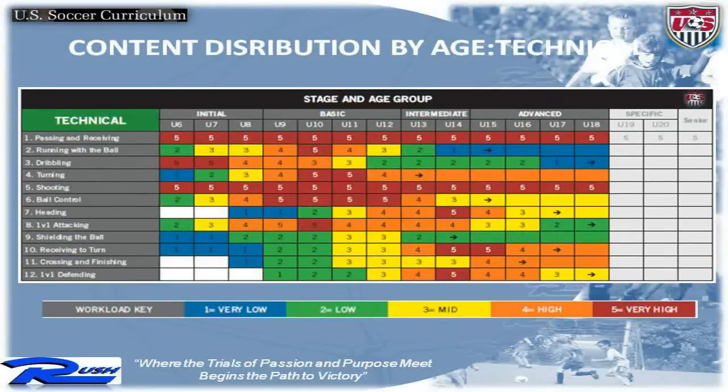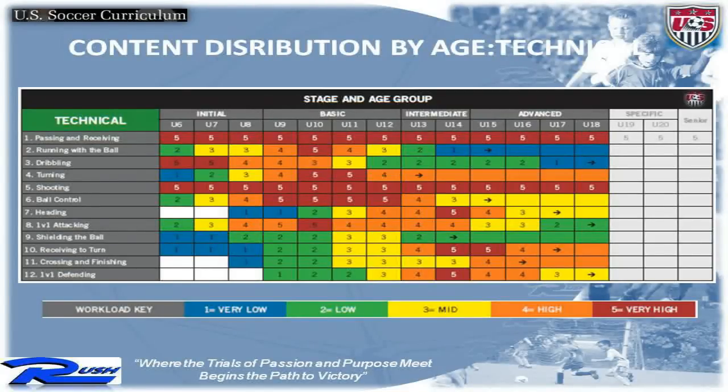On this next chart, we see a similar type of key where our workload is number 1 to 5 with the same color-coded symbolism here with a numerical rating. And U.S. Soccer is presenting this content distribution by technique in this slide. And again, this is directly out of the manual for those that want to study this further and in more detail. So on the left-hand side, we see technical and then the subtopics under technical. 1 passing and receiving, 2 running with the ball, 3 dribbling, 4 turning, 5 shooting, 6 ball control, 7 heading, 8 1v1 attacking, 9 shielding the ball, 10 receiving to turn, 11 crossing and finishing, and 12 1v1 defending.